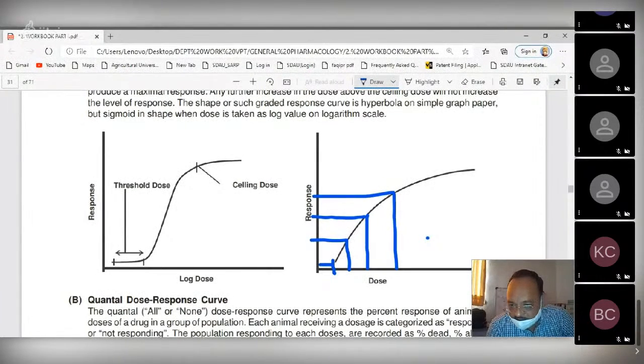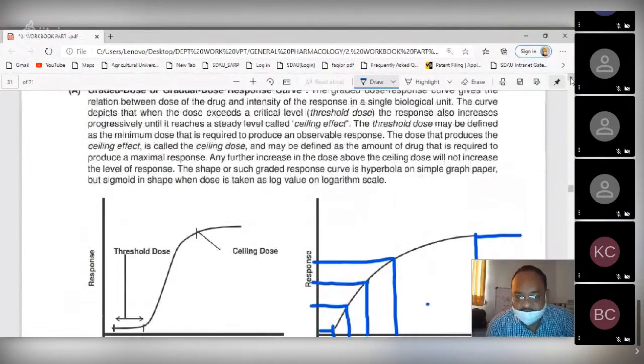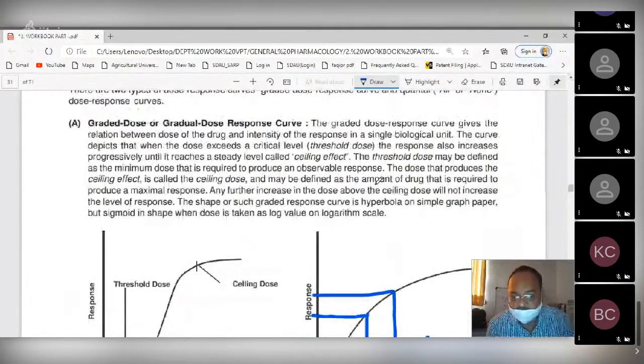But at the maximum response, say for example, this is 20 milligram. But if you give 25 milligram or 30 milligram, there will be no increase in the response. So this response is known as the ceiling response or ceiling effect of the drug. Here you can see that it is known as the ceiling effect or ceiling response.